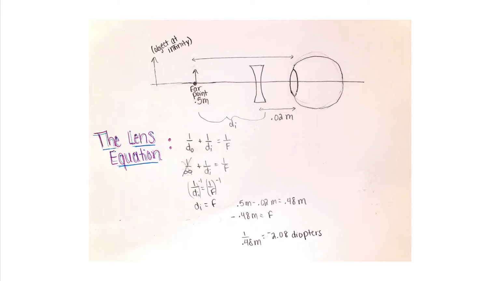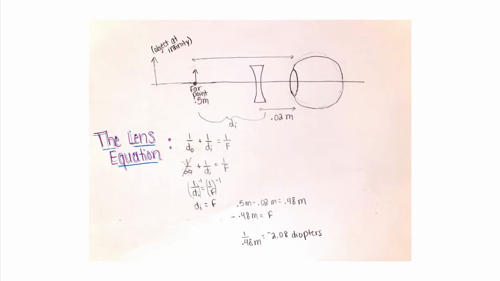distant object. The lens equation is 1 over dO, which is the distance of the object, plus 1 over dI, which is the distance of the image, equals 1 over f, which is the focal length. Because we want to see objects that are far off, we'll say that the object distance is infinity, which allows us to cancel the term 1 over dO. We're left with 1 over dI equals 1 over f. To find image distance, we'll need to subtract the distance between the lens and the eye from the far point. Once we have this value, we can input it into the equation and solve for the focal length. In doing so, you can see f equals 0.48 meters.